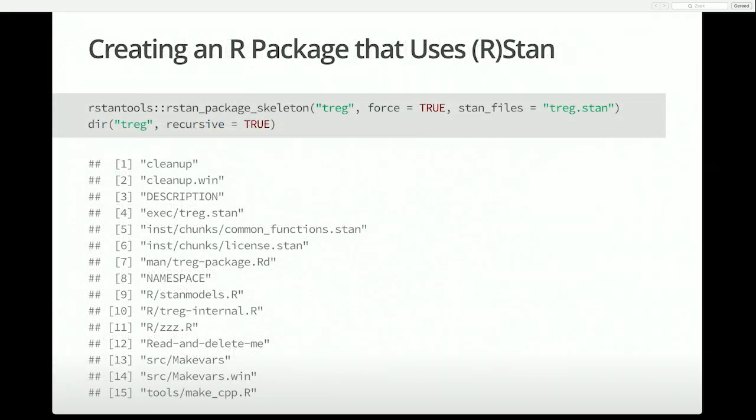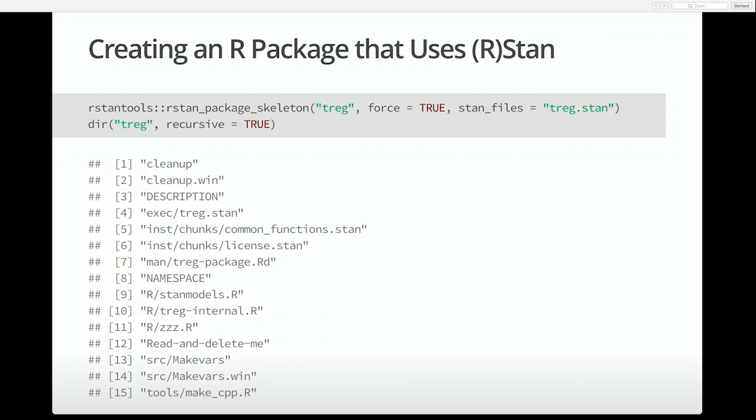So if you call that file treg.stan, there's a function in the rstantools package called rstan_package_skeleton that works like the regular package.skeleton in R, but enables you to use Stan. It makes a bunch of files here. The cleanup functions are ironically named because they actually create files. They work with the make CPP function in the file at the bottom there to create the C++ version of your Stan files. You can use the inst directory to include common functions that you want to use across models.